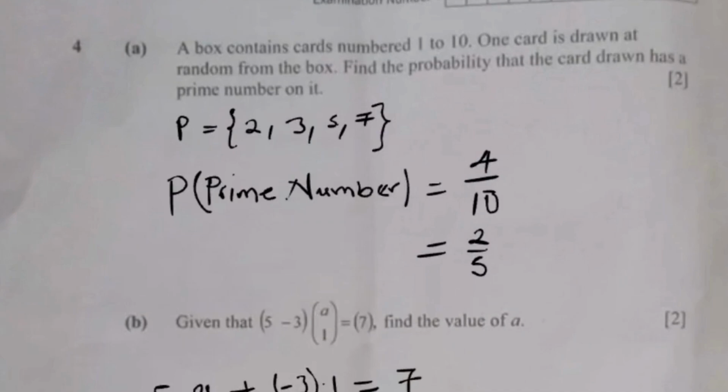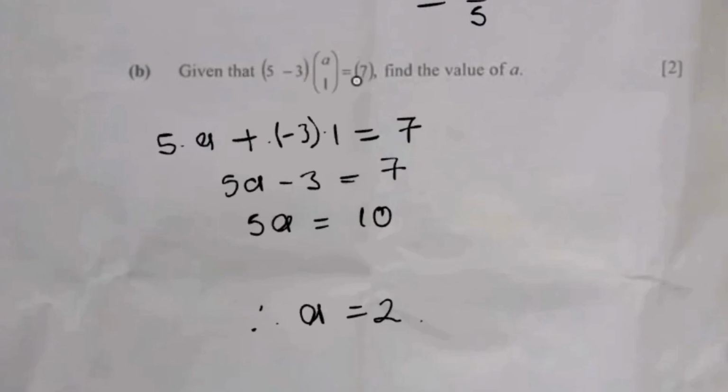And we are done. Now, given that this product is equal to 7, find the value of A. The first thing is to identify that this is a product of two matrices. Now, multiplication of matrices, it's row by column. So 5 multiplied by A is 5A plus negative 3 multiplied by 1 is negative 3. This should be equal to 7. So we're just solving for A. So this is 5A is equal to 7 plus 3, which is 10. Then divided by 5, divided by 5. So that A is equal to 2.